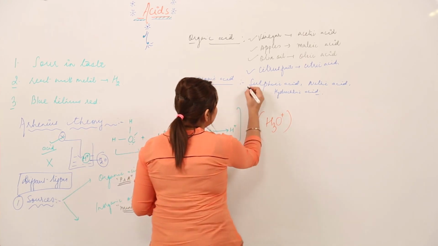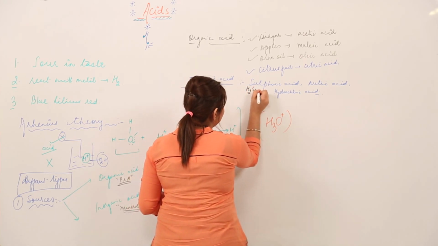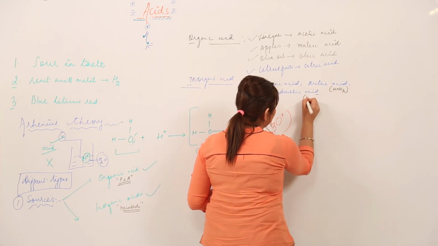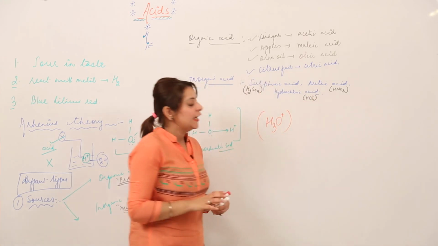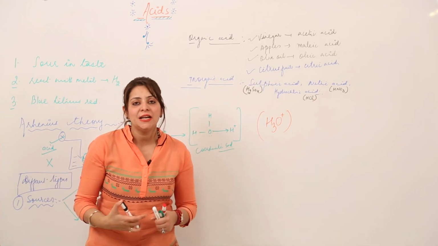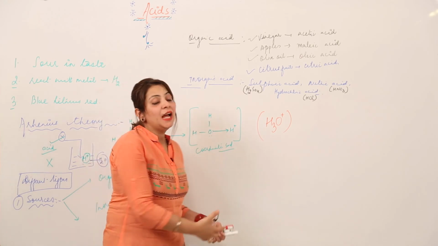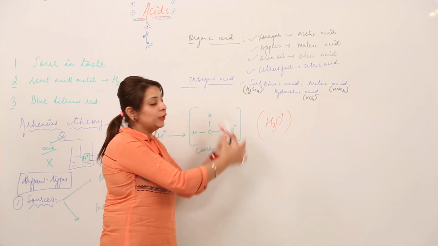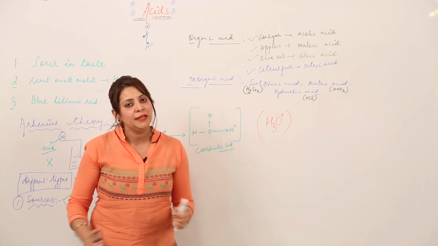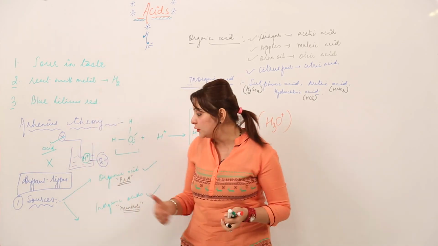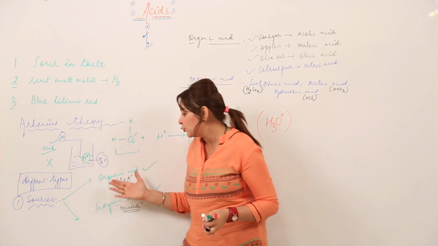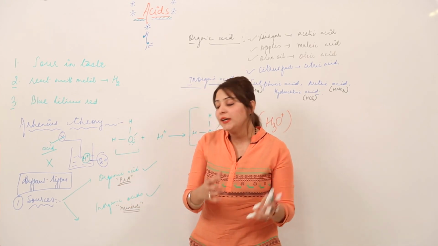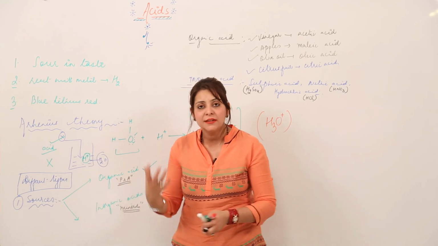I will write the formulas along. As you all must be familiar, sulfuric acid is H2SO4, nitric acid is HNO3, and hydrochloric acid is HCl. So, we have many inorganic acids, but out of them these three are very important. That is why I have listed their names, but it is not limited to only three, we have got a list of inorganic acids. So, on the basis of sources, we divide acids into two categories, organic and inorganic. But this is not the only classification, we have many other classifications.